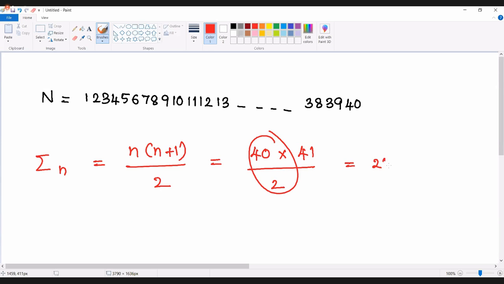40 by 2 is nothing but 20. 20 into 41 will give us the summation. That is nothing but 820. 820 is going to be the sum of the numbers. Like that, for any numbers, you can use a similar kind of calculation in order to arrive at the sum.